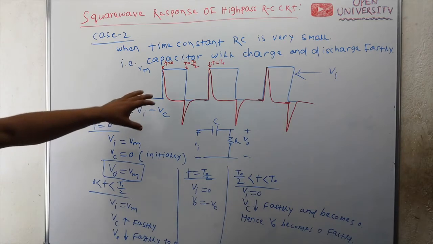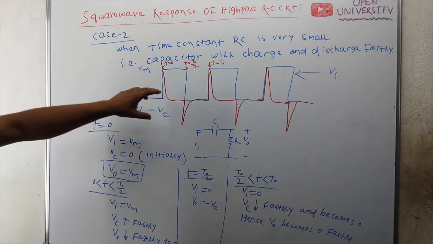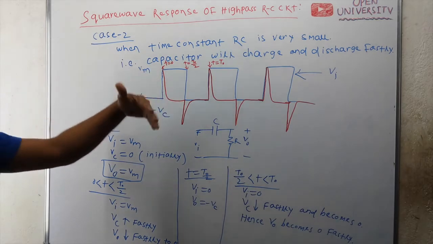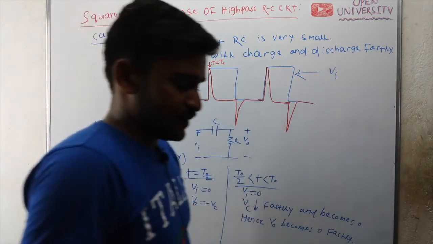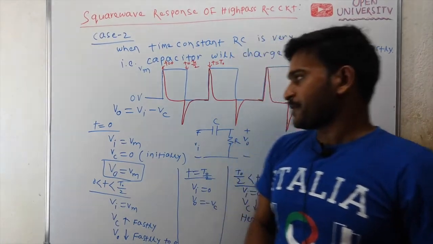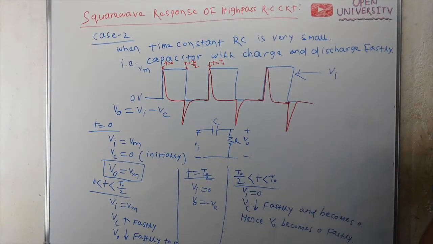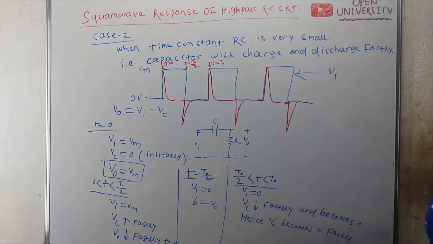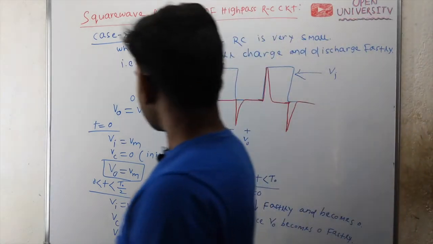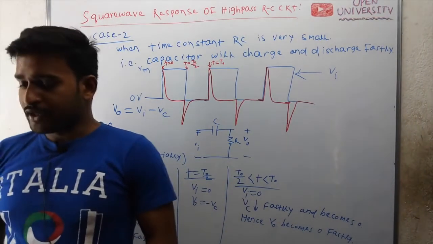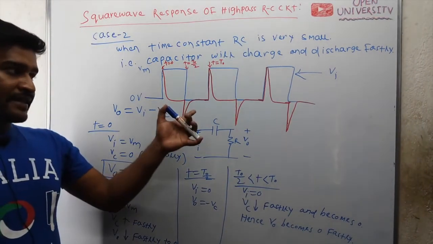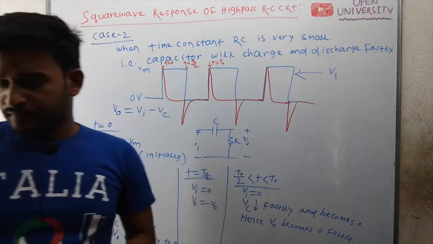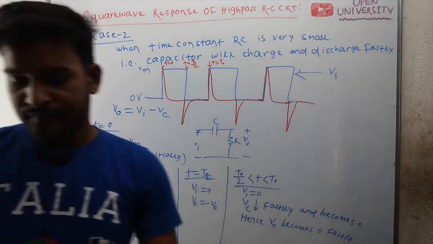So when time constant is very small, your high pass RC circuit is converting a square wave signal into positive and negative spikes. Output waveform is having positive spikes and negative spikes. So your high pass RC circuit is converting a square wave signal into spikes. Okay, so excellent wave shaping is occurring. Write down this point.